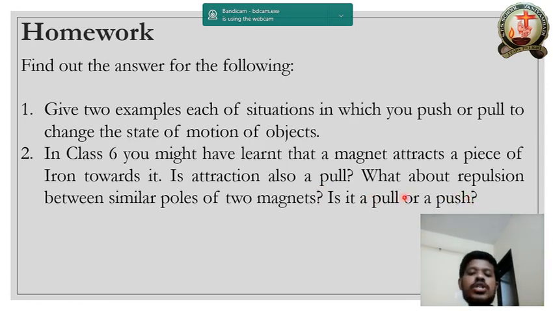What about repulsion between similar poles of two magnets? Similar poles mean a north pole cannot attract a north pole, and a south pole cannot attract a south pole, right? They will repel each other. So is that also a pull or a push? Can that type of force also be considered a push or pull? You need to think and try to answer it on your own.